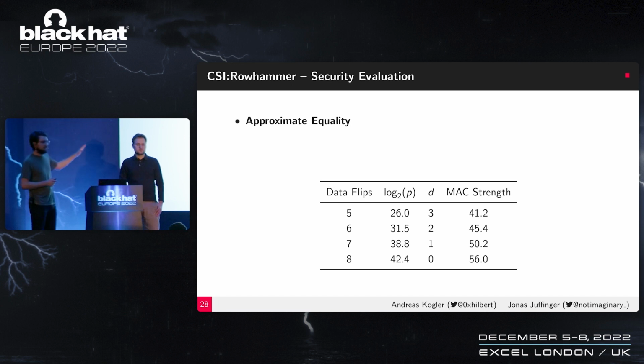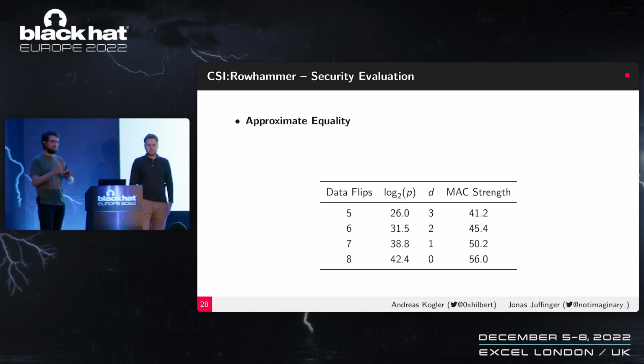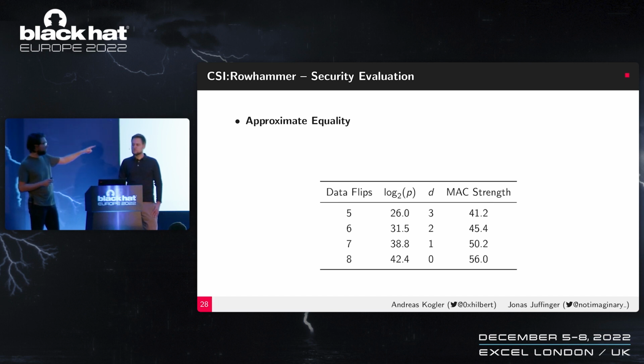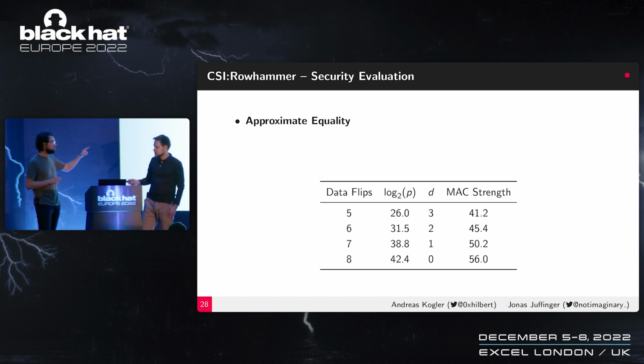If we have, for example, 5 data bit flips, then we need P different MAC computations to check all the possibilities for 5 data bit flips. So during the brute force search, we have to flip 5 bits, and all the different possibilities are P. And then we take log 2 of P. At the same time, we allow 3 bits in the MAC to be different. That's the approximate equality. 3 bits can be different.